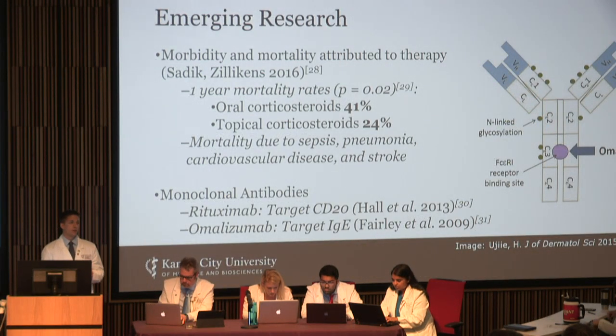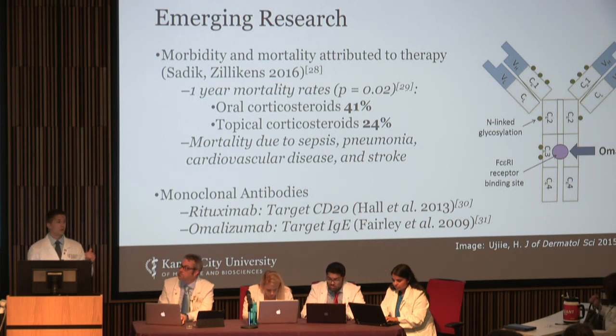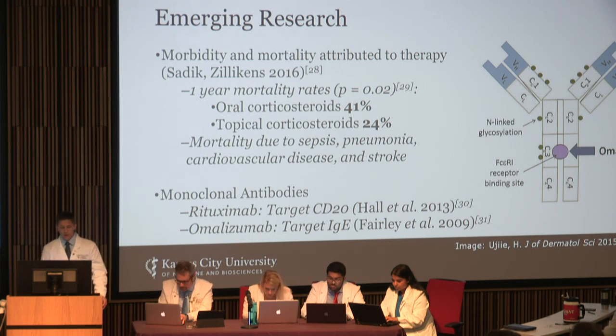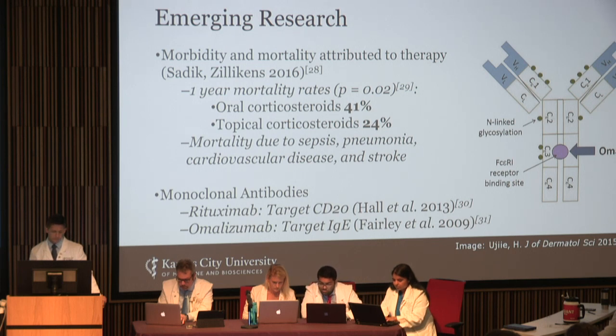Comparisons like this really bring to light the importance of using a conservative treatment, especially with the vulnerable age population that is affected by bullous pemphigoid. It should be noted that in this study, the patients' mortality was typically associated with sepsis, pneumonia, cardiovascular disease, and stroke. Monoclonal antibodies are always a hot topic and are slowly finding purpose for treatment in bullous pemphigoid.